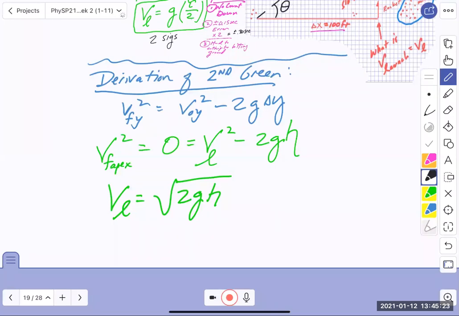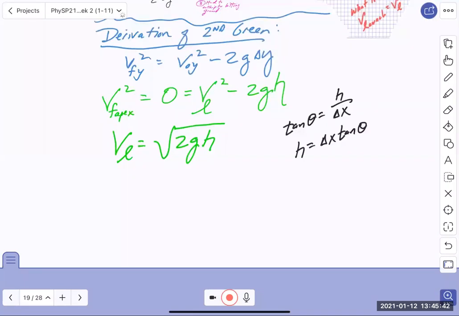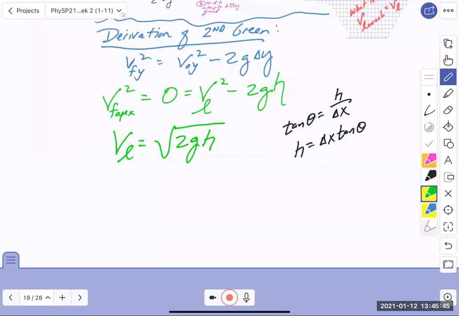So a little trig. Tangent of theta is equal to opposite, which is h, over adjacent, which is delta x. Therefore, h is equal to delta x times tan theta. Okay, so now we write the full second green equation. And these are now hanging from the ceiling. V launch equals the square root of 2g delta x tan theta.